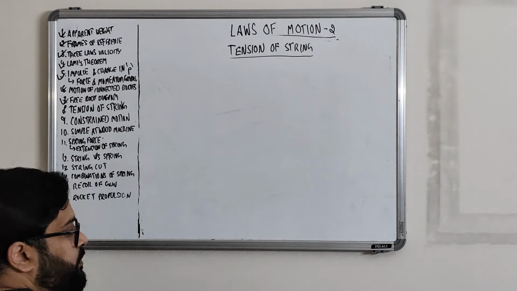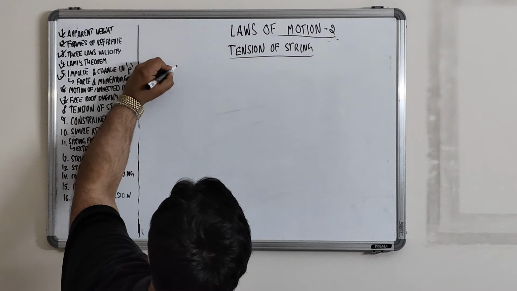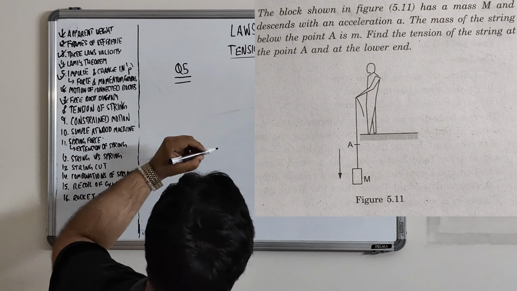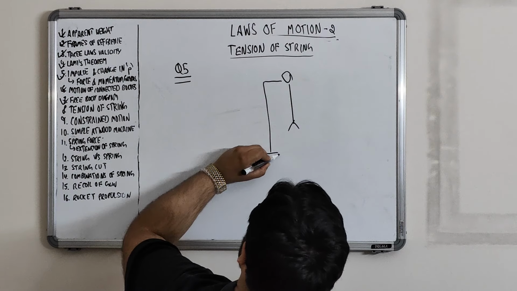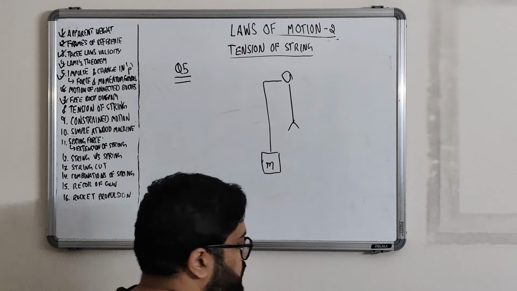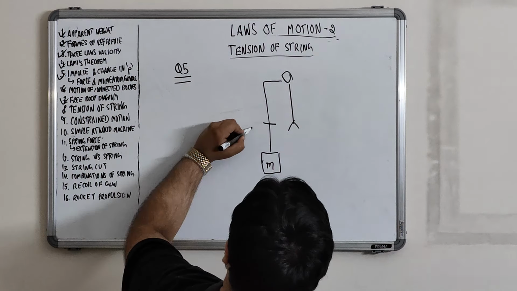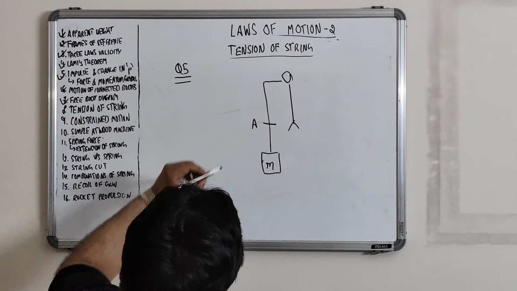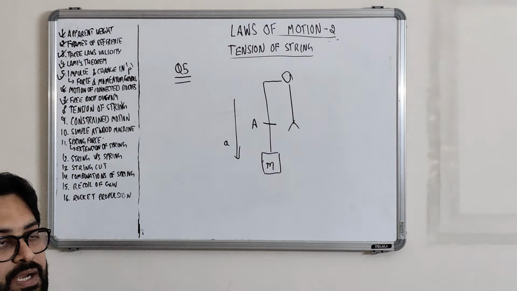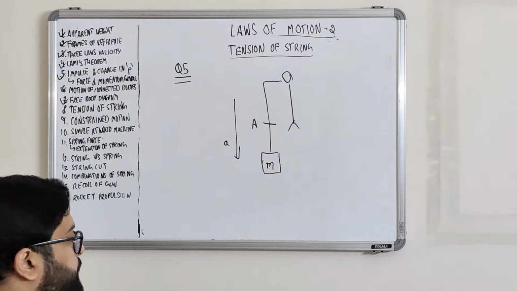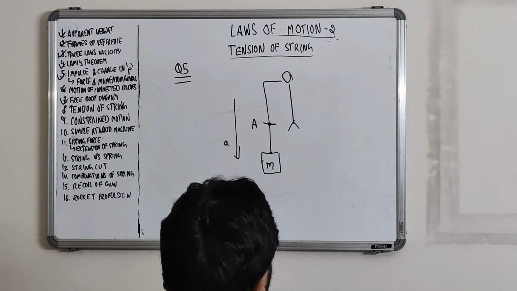Let's do a simple question. Question number 5. Now imagine a boy is standing right here and he is holding this string with this mass attached to it. Let's call it M. And there's this point A. Now this system is accelerating downwards at A. So what are the different tensions at this point A and here?